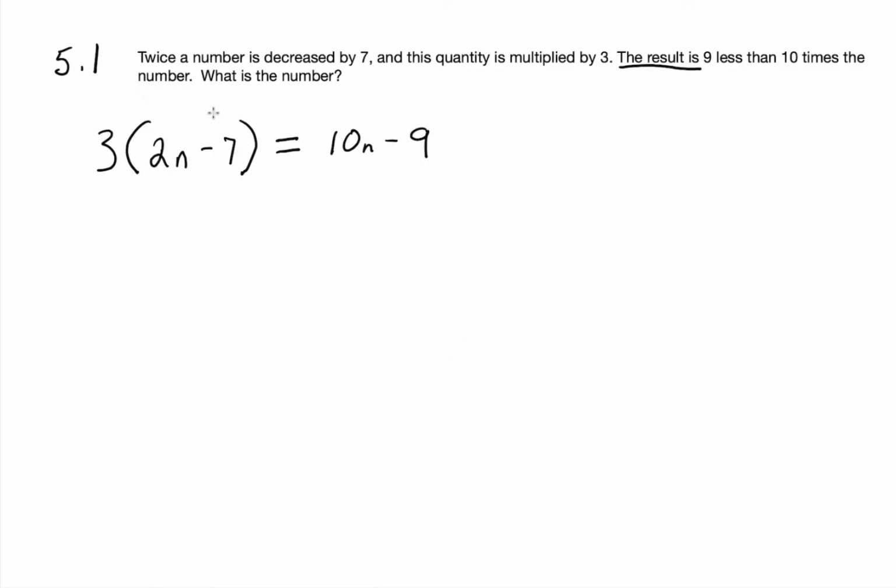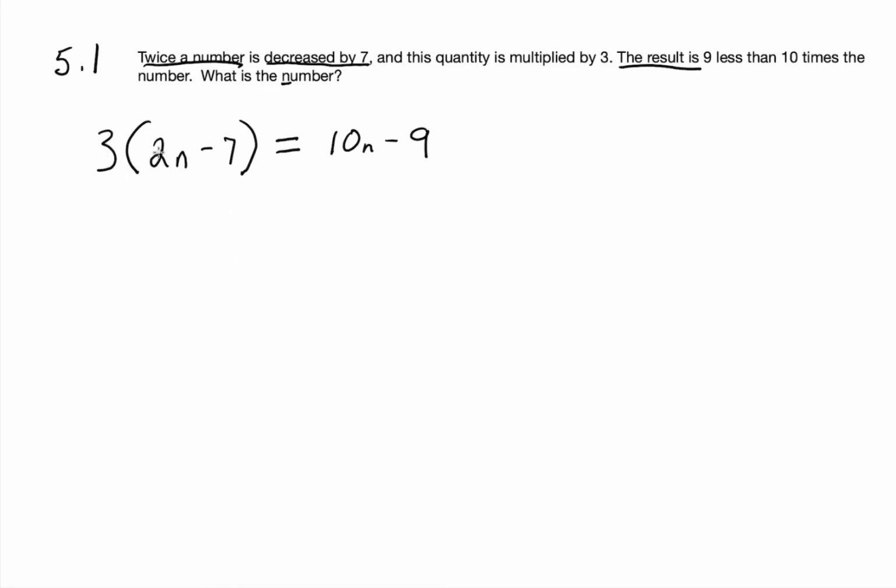Okay, so let's review. Twice a number, that's this, decreased by 7, that's this. This quantity, the whole thing, so you put it in parentheses, is multiplied by 3. Here's our 3. The result, that's the equal sign, is 9 less than 10 times the number. So I think we got that written out right. Now we can solve for n, which is the number. And I like to use n for number just because it's the first letter of the word. It just makes sense to me.